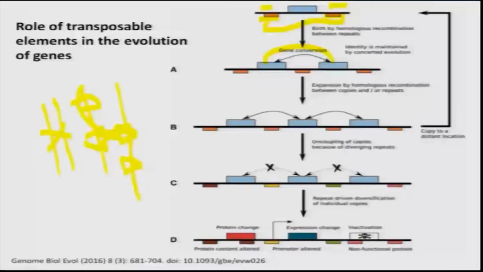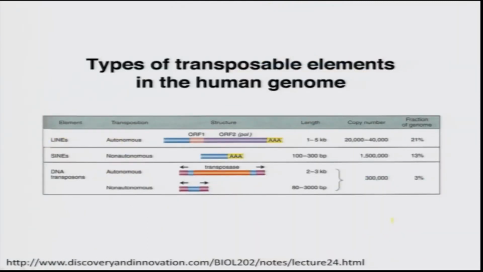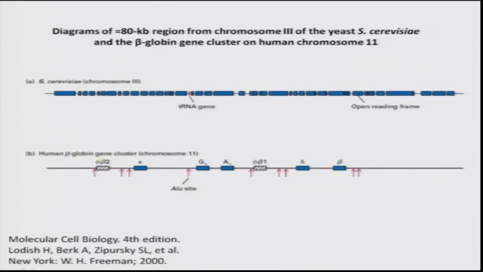That's what is shown here: at the end of the day, you could have, for example, a protein change, where the sequence has changed so dramatically that it has become almost a different protein, or the expression changes, where the gene is expressed could change, or it can completely lose its function. So what I am showing you is how such elements help in the genome. Now there are a large number of transposable elements in your human genome. Some are shown here, LINEs, SINEs and other transposons, but what I am showing you is a classic example which you must have studied in your textbook.